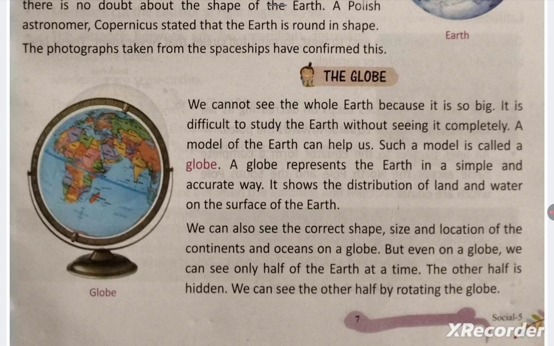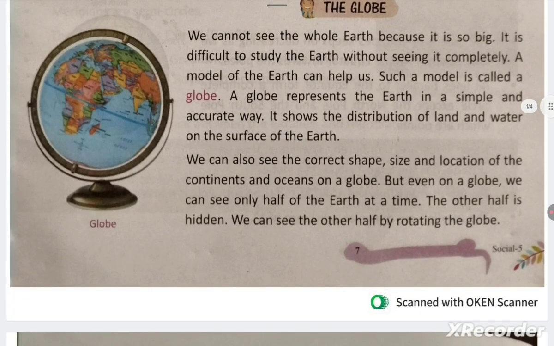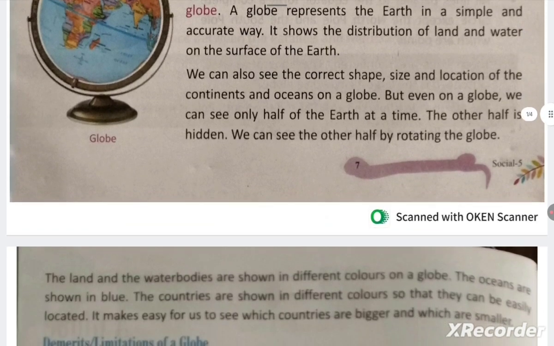It shows the distribution of land and water on the surface of the earth. We can also see the correct shape, size, and location of the continents and oceans on a globe. But even on a globe, we can see only half of the earth at a time. The other half is hidden. We can see the other half by rotating the globe.